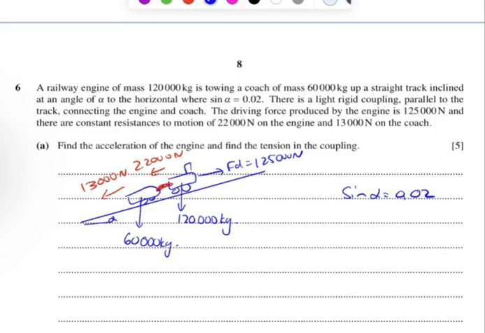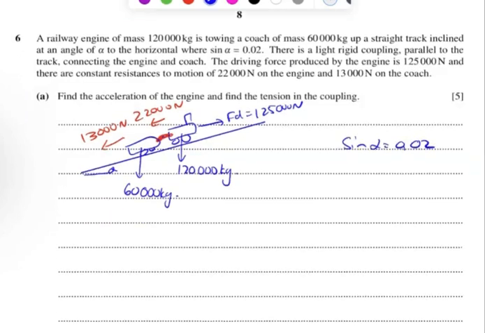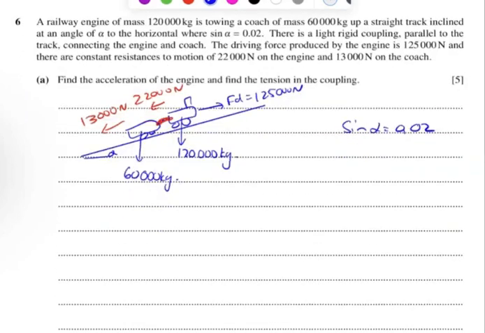Find the acceleration of the engine and find the tension in the coupling. So don't worry about a coupling, this is just a connected particle question. Find the acceleration of the engine and then the tension in the coupling. What I'm going to do is use my system. This is a new thing. I used to always split up my particles and look at them separately, but now I'll look at the system as a whole. If you're looking at the system as a whole, you can eliminate the tension forces initially.